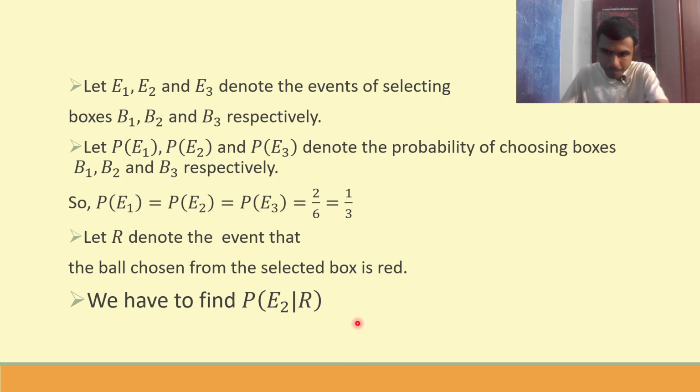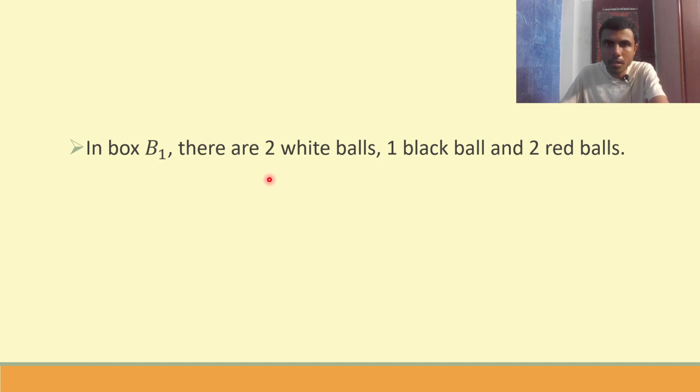Fine. Now, in box B1, there are 2 white balls, 1 black ball and 2 red balls. So, P of R by E1 is nothing but 2 by 5. That means what? How many red balls are there? 2. Total number of balls is 5.